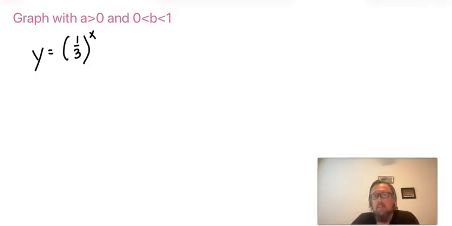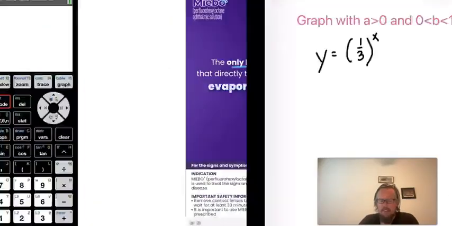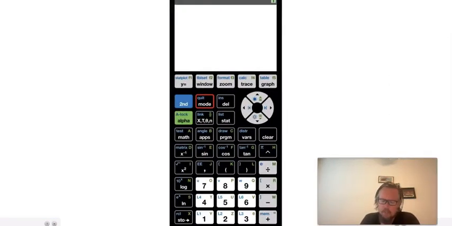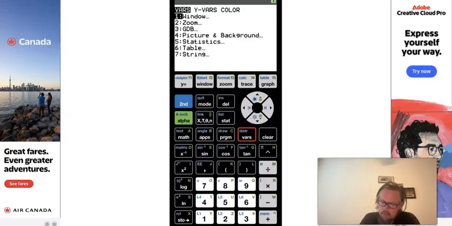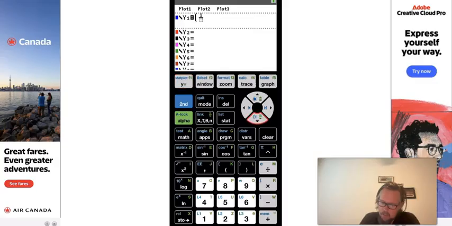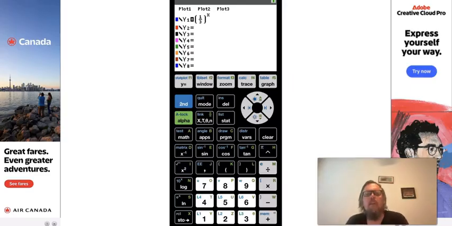So we could make a table by plugging in x and y values, but if we have a graphing calculator, that's by far the easiest way to do it. So let's go ahead and put y equals (1/3)^x into the graphing calculator. So I'm going to go to y equals, and let's put in my parentheses, 1/3, close parentheses, and then raise it to the x power. So there it is. There's my 1/3 to the x power.